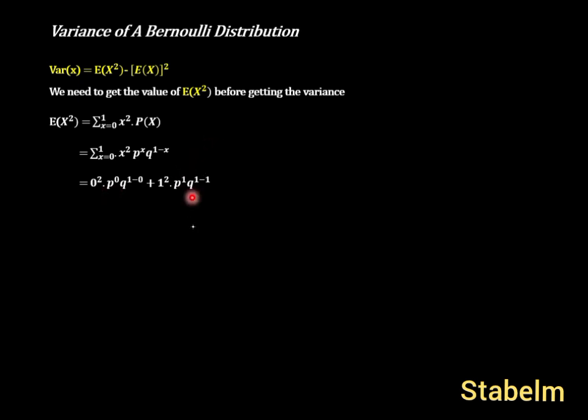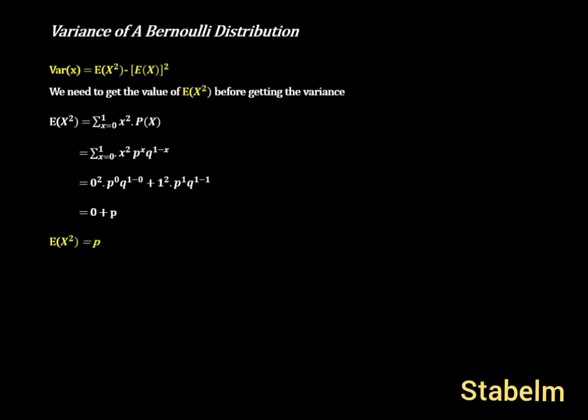Here we still have the same thing. 1 minus 1 will give us 0. q raised to power 0 gives us 1. Therefore, 1 multiplied by p times 1 will still give us p. Therefore, we have E of X squared equals 0 plus p, and 0 plus p will definitely give us p.